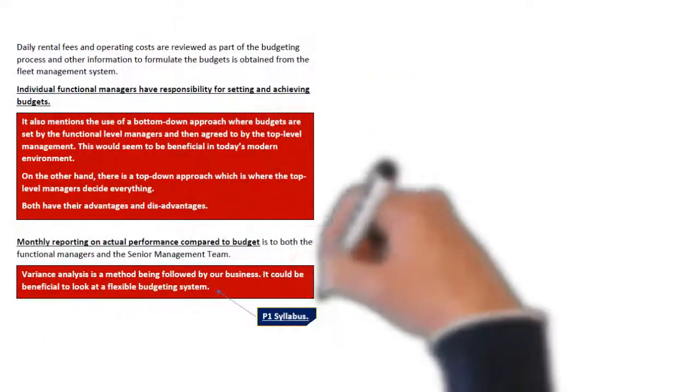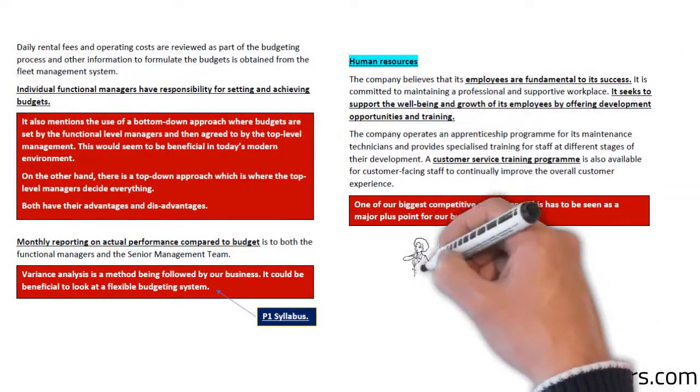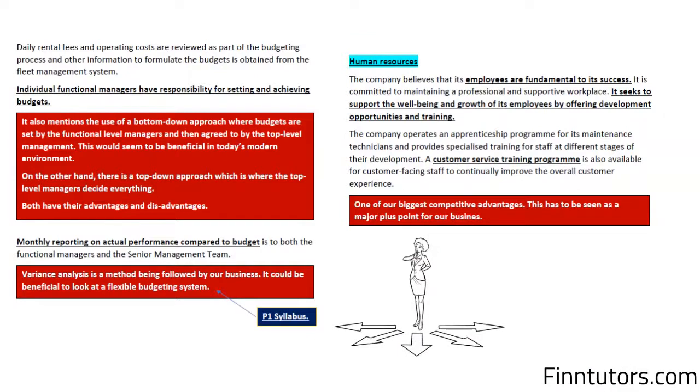As we move further on, they tell us that the daily rental fees and operating costs are reviewed as part of the budgeting process. Other information to formulate the budget is obtained from the fleet management system, because it gives you all the prices, the revenues, the rental rates, the rental dates. All of that comes from your fleet management system, which helps you to create an accurate budget. Individual functional managers have responsibility for setting and achieving those budgets. So over here, it mentions the use of a bottom-up approach, where budgets are set by the functional level managers and then agreed to by the top level management.